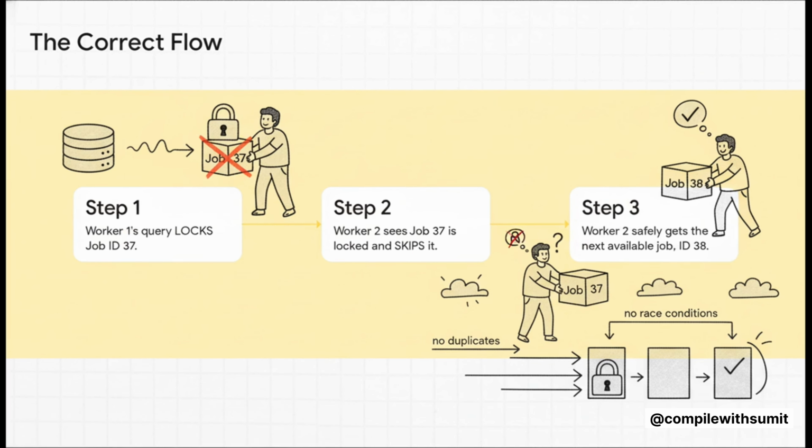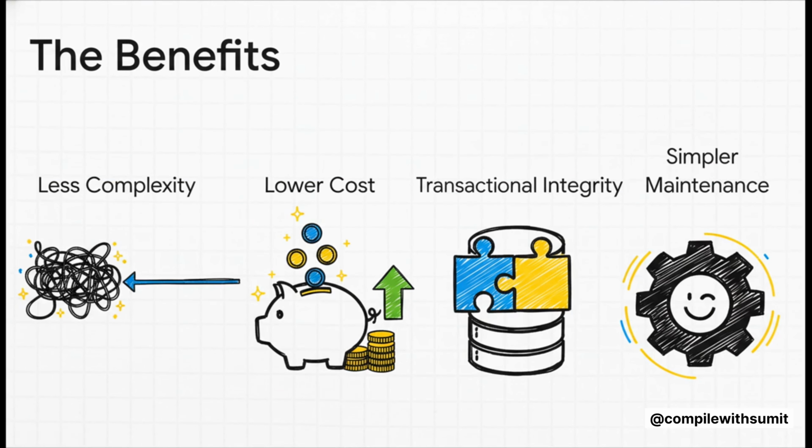So, with that little bit of magic in place, the whole flow is now perfect. Worker 1 comes along, its query finds job 37, and bam, locks it instantly. Then when worker 2 shows up a millisecond later, it sees job 37 is locked, and thanks to SKIP LOCKED, it just says, okay, no problem, and moves right on to grab the next available one, job 38. Every worker gets its own unique job, no duplicates, no race conditions. It's beautiful. Problem solved.